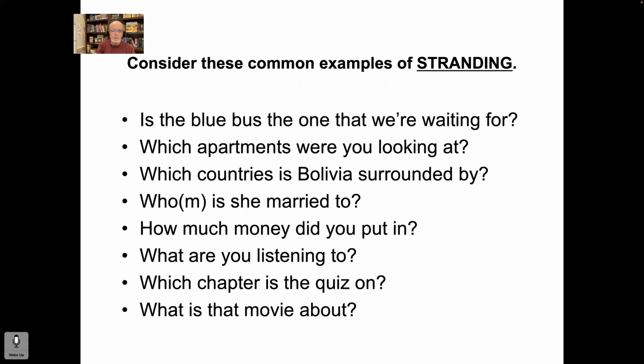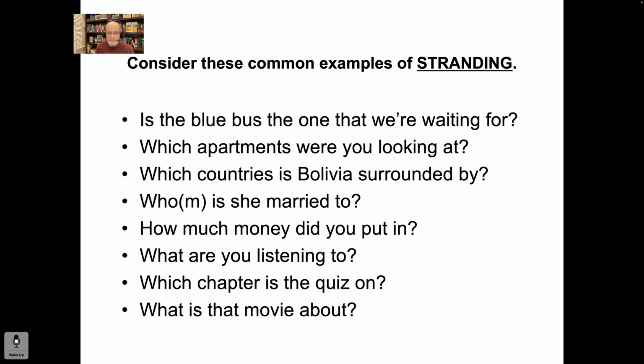What are you listening to? Which chapter is the quiz on? That's such a hard sentence for your students. Your students won't produce this sentence correctly. They're going to say on which chapter. They're going to say which chapter is the quiz. Well, the quiz is not a chapter. The quiz is a quiz. The quiz is on a chapter, about a certain chapter. And what is that movie about? That's a hard sentence to produce, but one that you need if you're going to ask about a book or a movie.